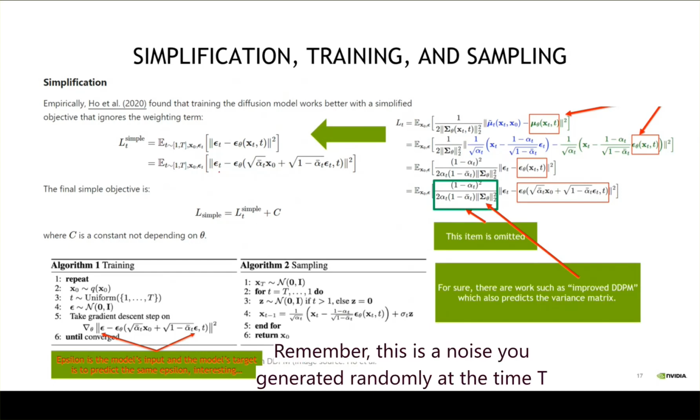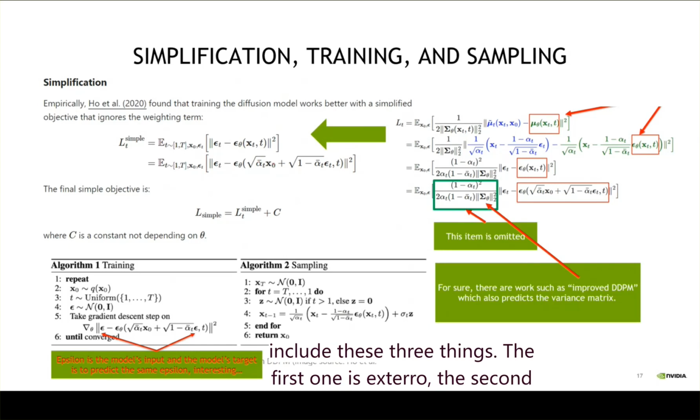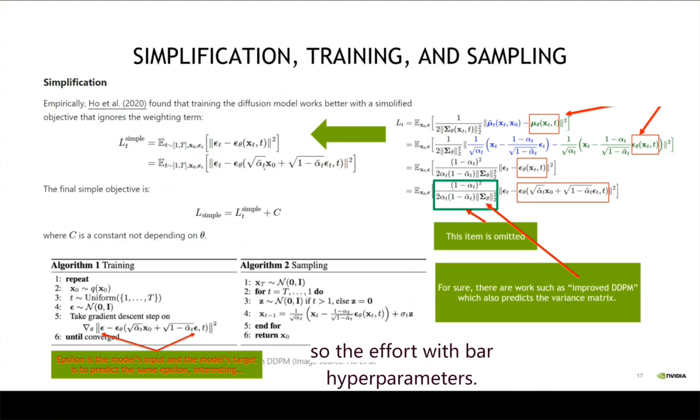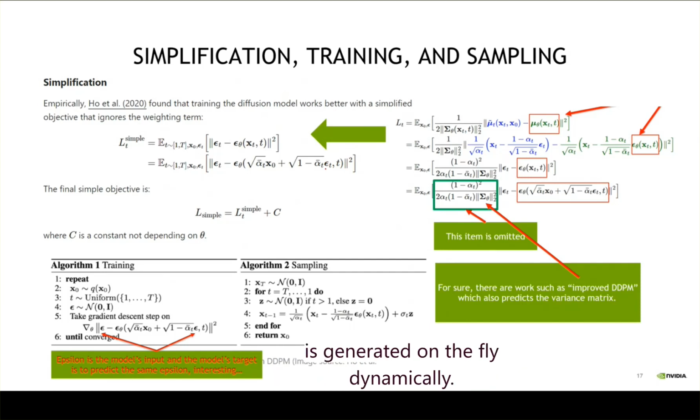Remember, this is a noise you generated randomly at time t, and this is the output of your model. The input of your model includes three things. The first one is x0. The second one is time t. The third one is epsilon t, which you generated. The alpha t bar are hyperparameters; you predefine them. So the model has three inputs: x0, time t, and epsilon t. Epsilon t is generated on the fly, dynamically. It will predict the epsilon t.